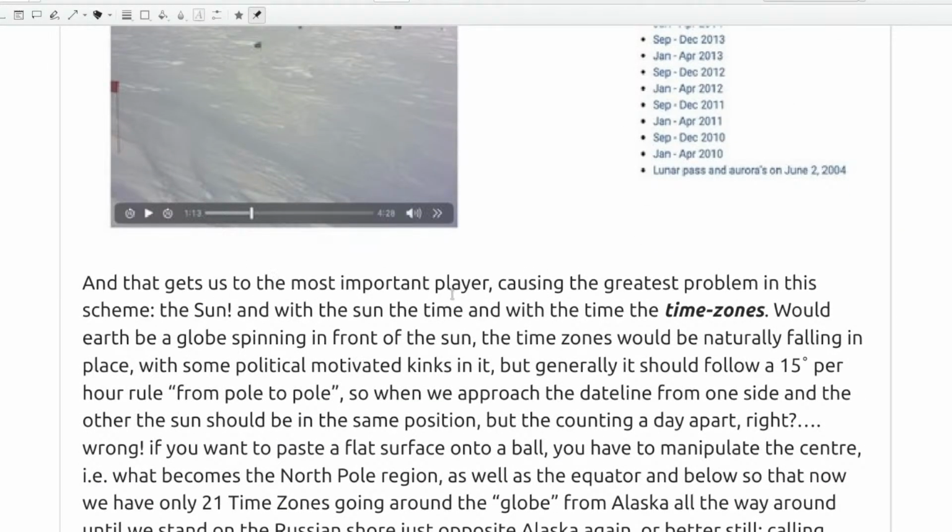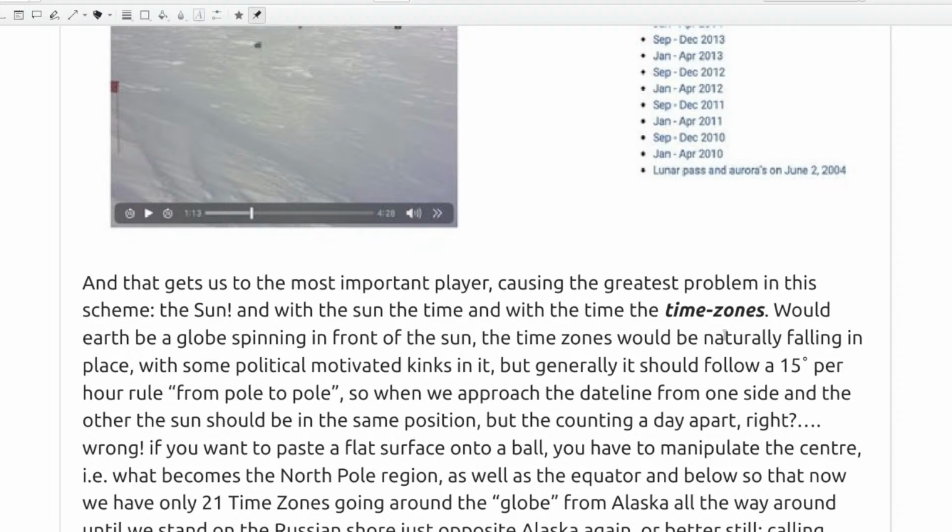And that gets us to the most important player, causing the greatest problem in this scheme, the sun. And with the sun, the time zones. Would Earth be a globe spinning in front of the sun, the time zones would be naturally falling in place with some politically motivated kinks in it, but generally it should follow a 15 degrees per hour rule from pole to pole. So when we approach the date line from one side and the other, the sun should be in the same position. But the counting a day apart, right?